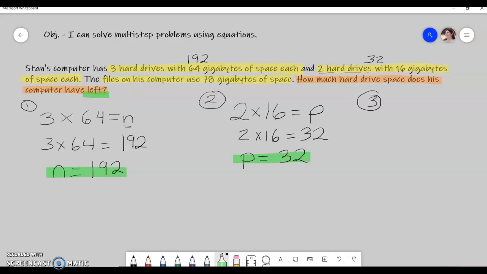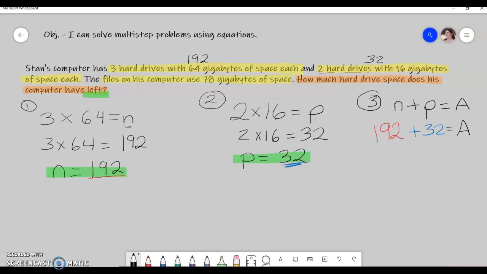So that means if we use our letters for our equation, we're going to add N plus P equals, I don't know, it's another unknown number. So we're going to call that letter A for the answer. So our N equals 192. So I'm going to fill that in. So 192 for N. Our P is 32. So 192 plus 32. And that equals our A, answer that we don't know.